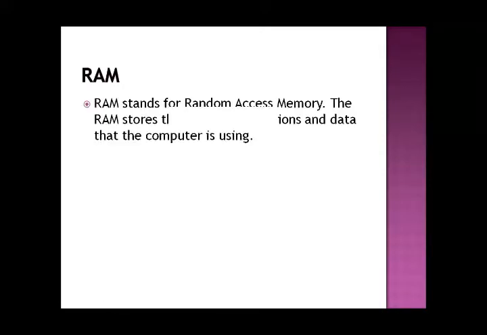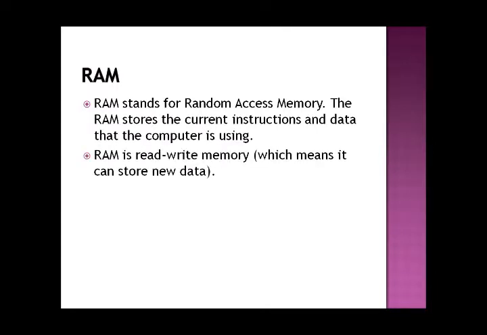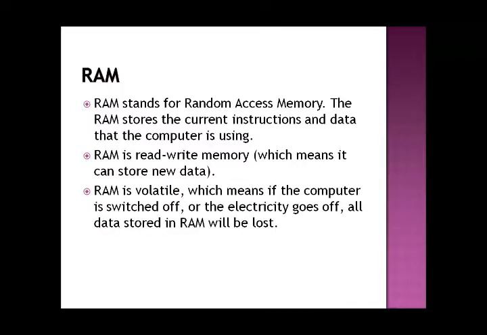So RAM. RAM stands for Random Access Memory. The RAM stores the current instructions and data that the computer is using. RAM is read-write memory, which means it can store new data. RAM is volatile, which means if the computer is switched off or the electricity goes off, all data stored in RAM will be lost.